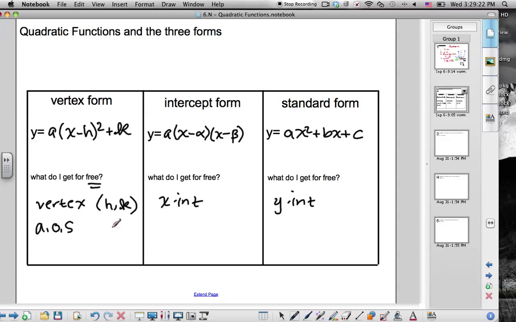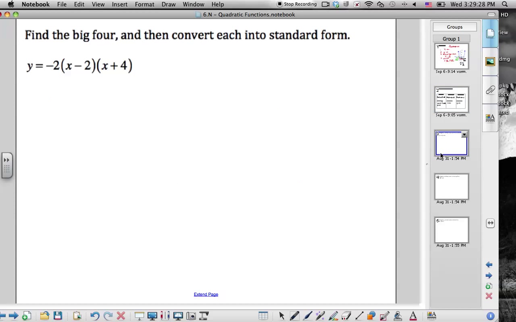So let's do some sample problems. We'll start with this first example problem. Find the Big Four and convert into standard form. What form is it in right now? This is intercept form. We want to take it to standard form.